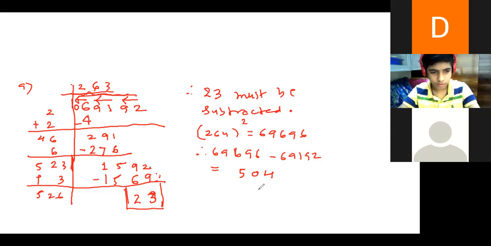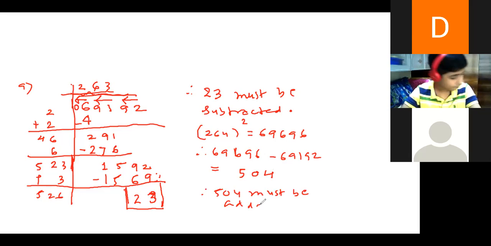I should add, no? Sorry, so to 69192 you have to add 504, no? Actually, sir, I thought we have to add 69504. Achha, achha. Now you got the idea what we did? So 504 must be added to the original number, then it will become a perfect square of 264. So this two parts are over.